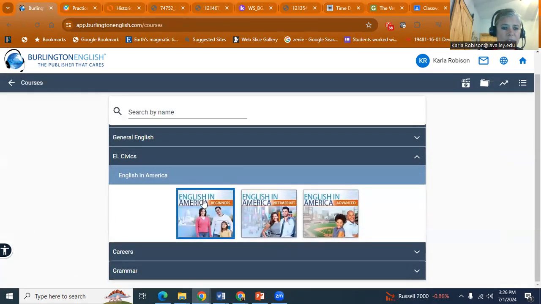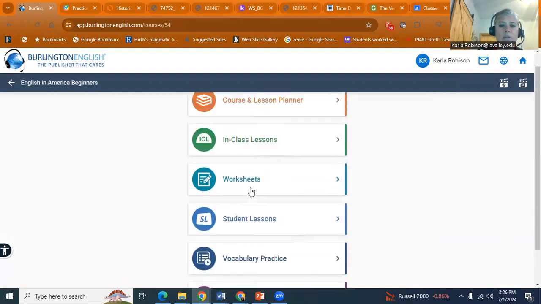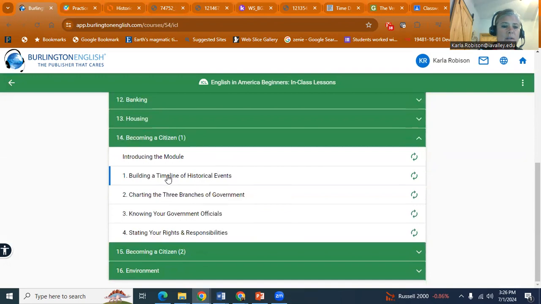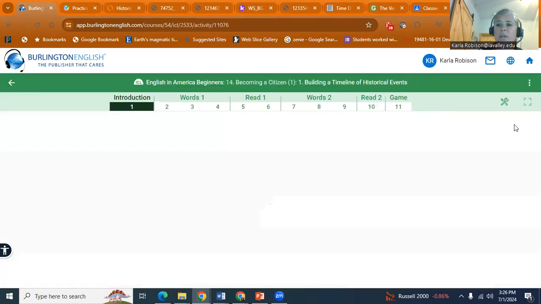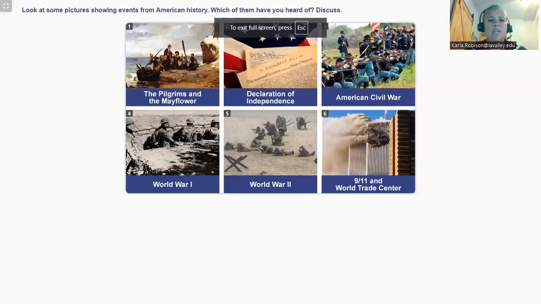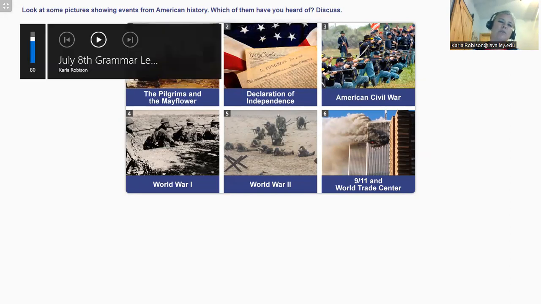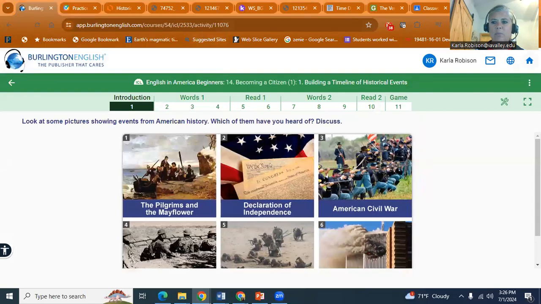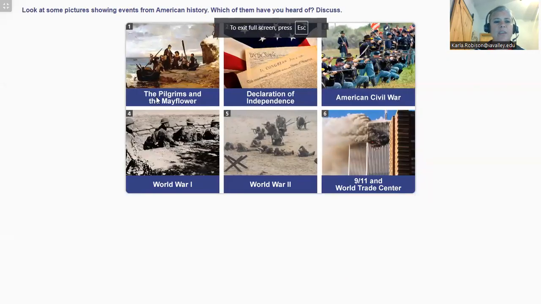So we're in Civics and we're in the beginners, and we are in building a timeline of historical events. This is the lesson that we're going to work on. Just looking at the pictures from American history, I'm not sure if any of you were able to do any of this, and I can't get this off my screen now. Sorry about that. Some of you may know some of this information, depending on if you're history buffs or not.